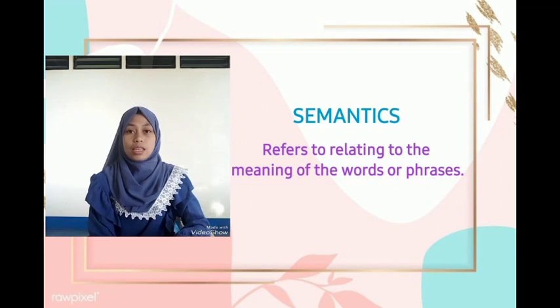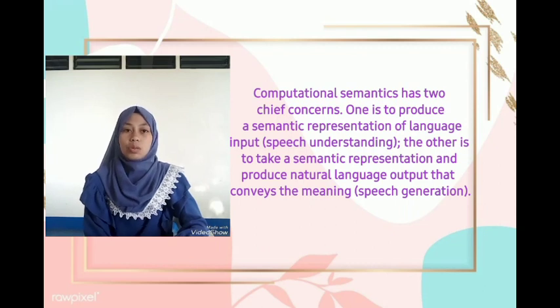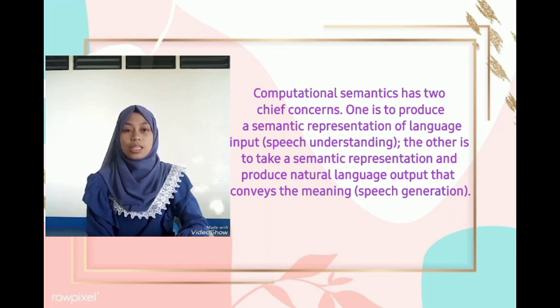What is semantics? Semantics refers to the meaning of words or phrases. It is concerned with the representation of the meaning of words and morphemes in the computer, as well as the meaning derived from their combinations. So computational semantics has two chief concerns. One is to produce a semantic representation of a language input, which is speech understanding, and the other is to take a semantic representation and produce natural language output that conveys meaning, which is speech generation.